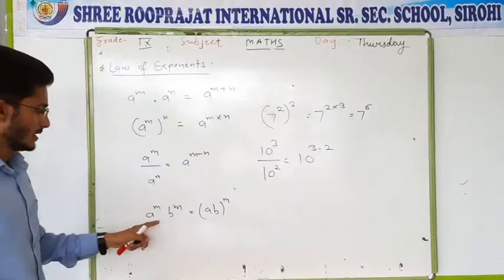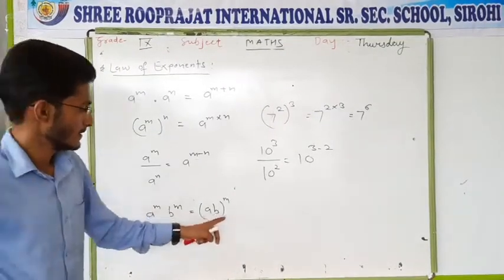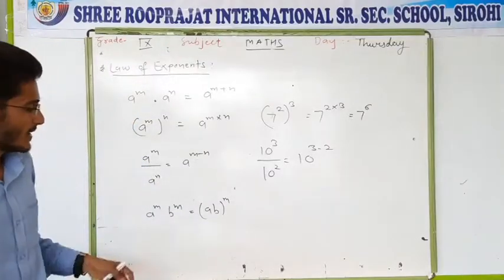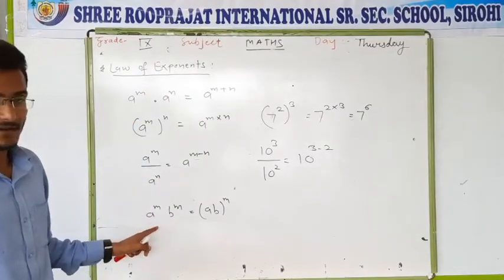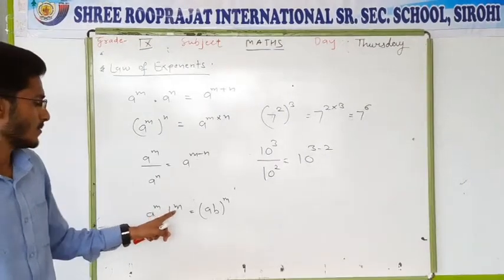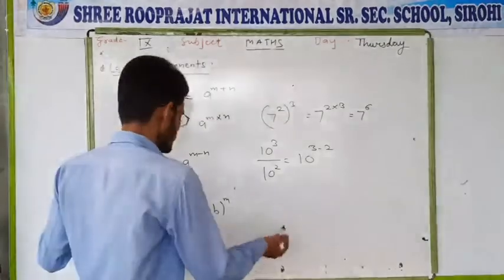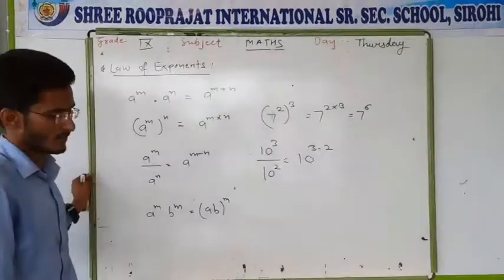Next one, a to the power m and b to the power m. Then you will get ab to the power m. Here you can see the bases are different. Here the base is a and here the base is b, but the powers or exponents are the same. So here you will get ab and the power is m.